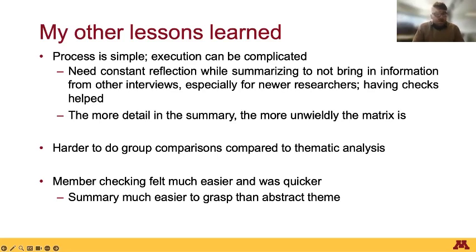The other problem I had is I love qualitative data and I like having a lot of detail, but the more detail I put in the summary, the more unwieldy the matrix became. So having smaller, more to the point summaries can be really helpful. I also think group comparisons can be harder than traditional thematic analysis. This might just be how my brain works, so it could work perfectly for you. But when I was trying to compare different groups, the summaries weren't really doing it for me. When you code the data and then look at what's coded based on different groups and what they're saying, to me, that can be much easier.